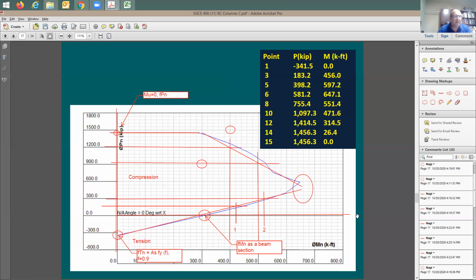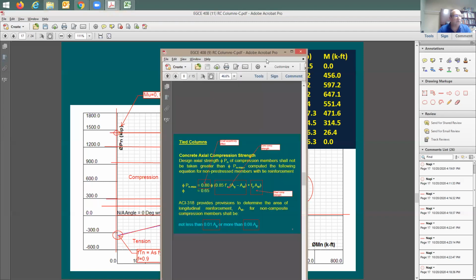And this interaction diagram is going to have certain significant points. These points, the first one, like what we were talking about, when you have a column with no moment at all applied to it. So here I have no moment. Why? Because you're talking about this point, when the moment equals 0. This point here is going to be representing the equation that we used to use for short columns. This equation here.